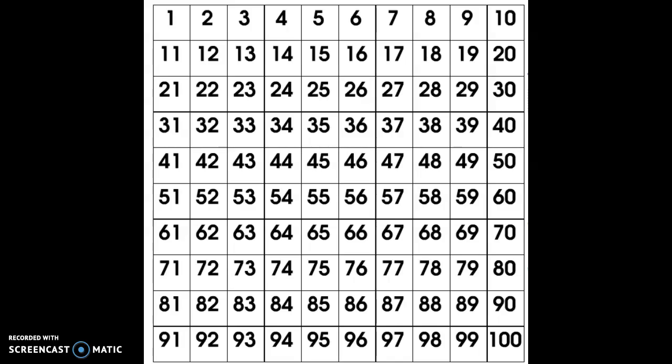Now let's take a look at the strategy of using a hundreds chart to count on. Well, suppose the following question. 10 plus 6. One can start off with the digit 10 and make 6 jumps. 1, 2, 3, 4, 5, 6. By counting on 6 spots from 10, much like a board game, one arrives at the sum of 16.